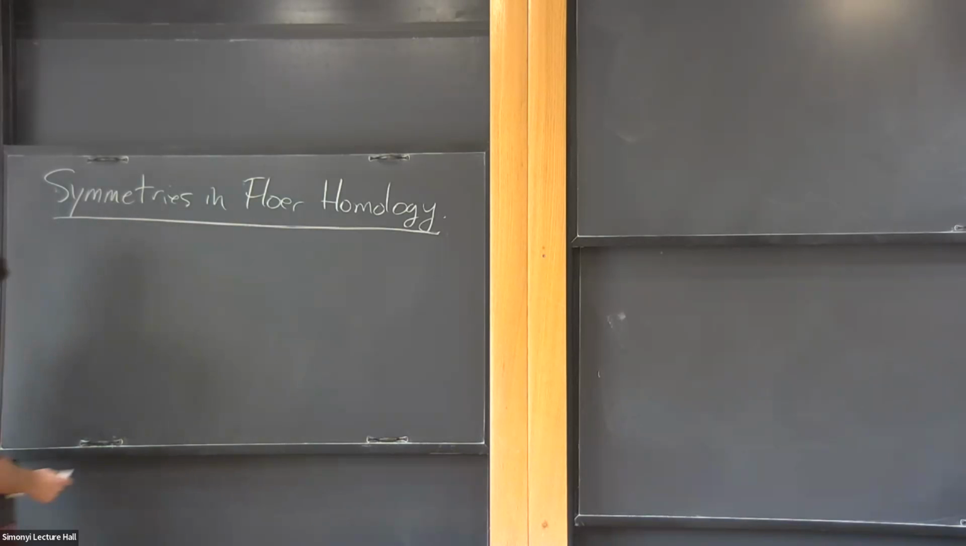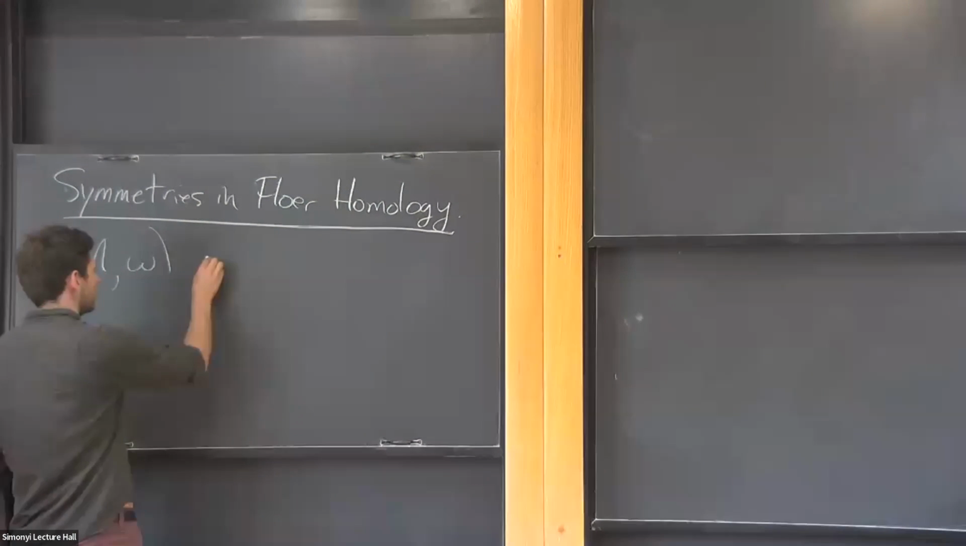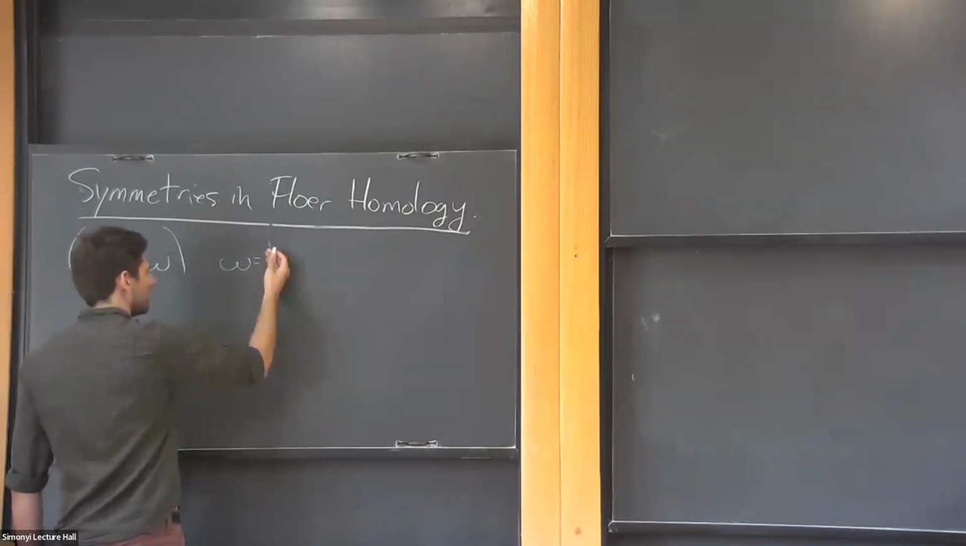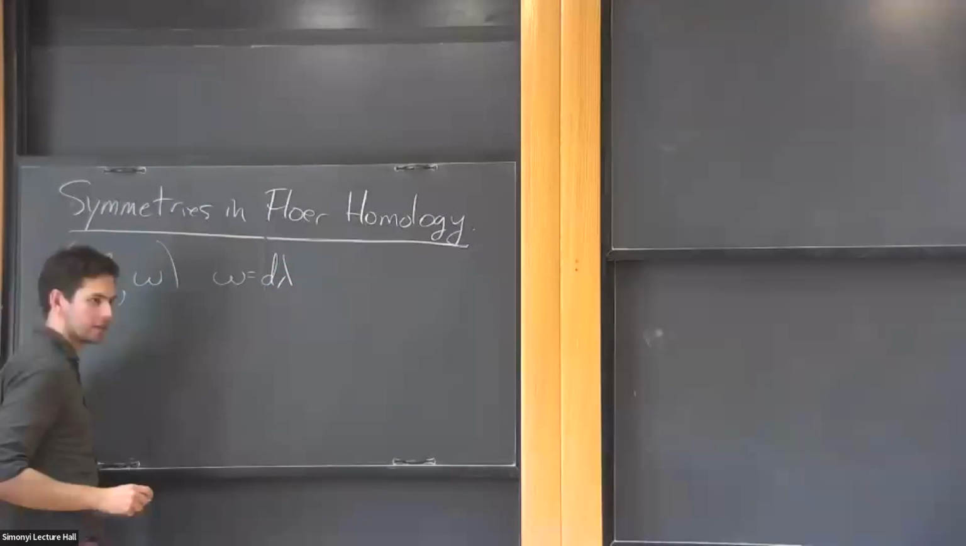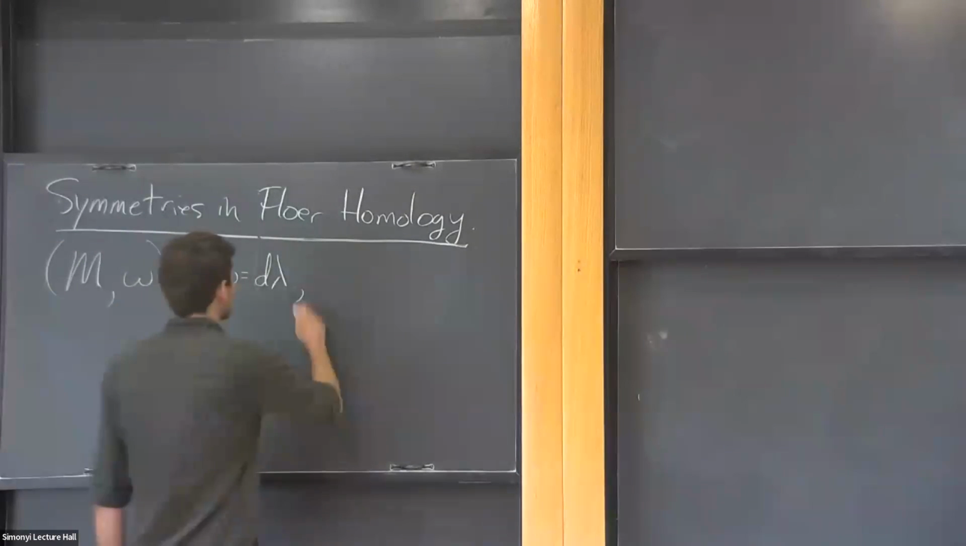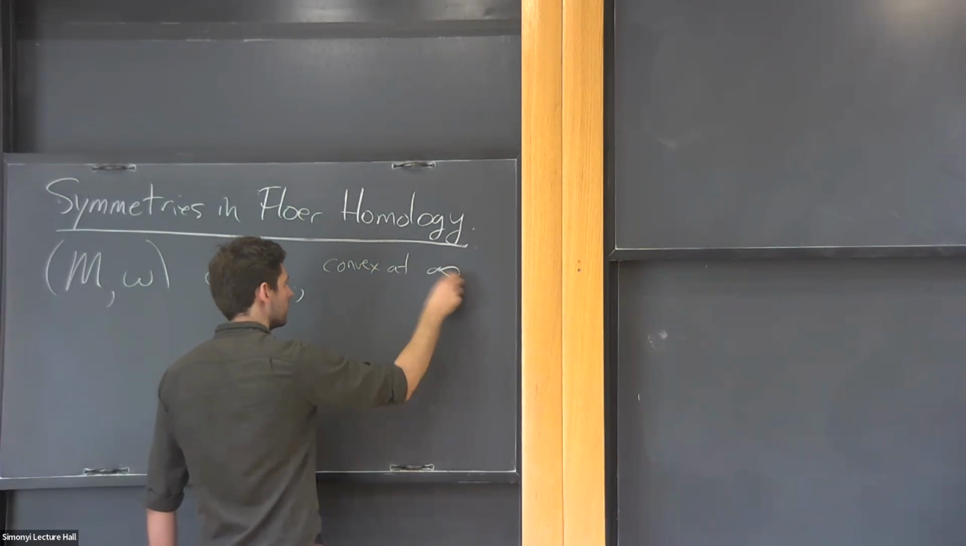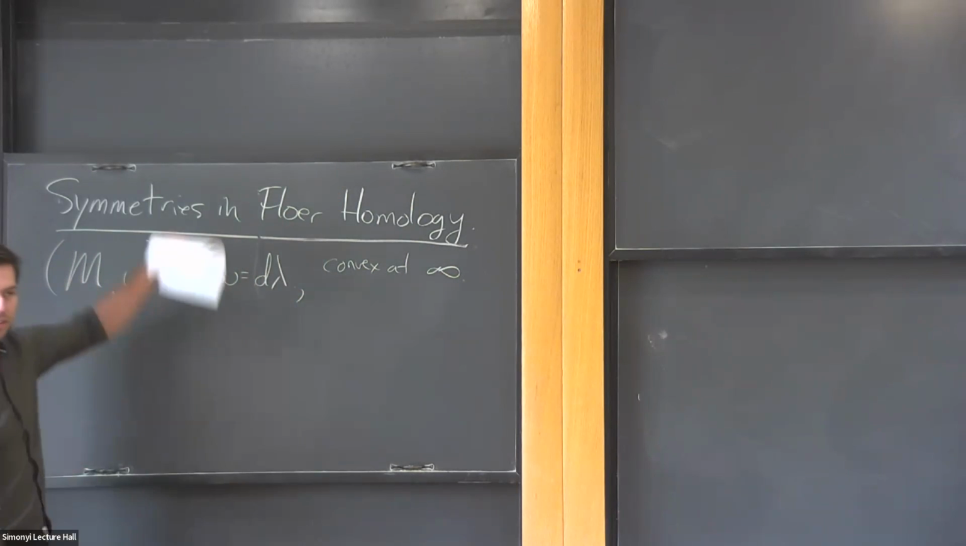So suppose you have a symplectic manifold M with some symplectic form, and we're going to say it's a nice symplectic manifold. So omega has a primitive. So it's an exact symplectic manifold. And in that case, it's probably not compact, so maybe it's convex at infinity. This is just a condition for the non-compact manifold.